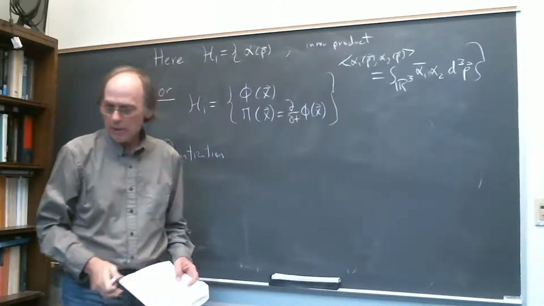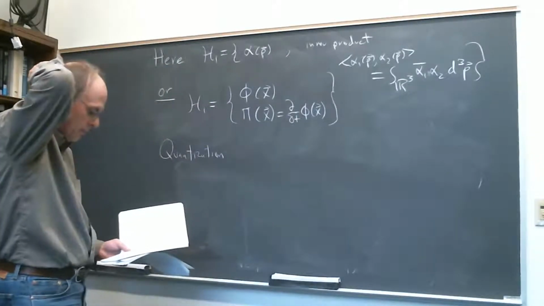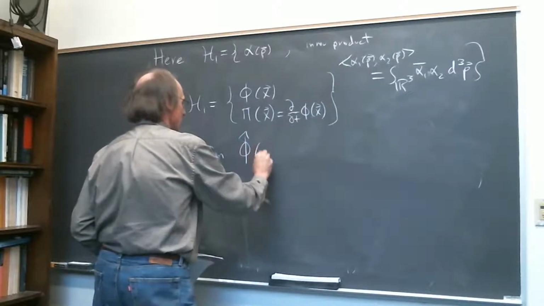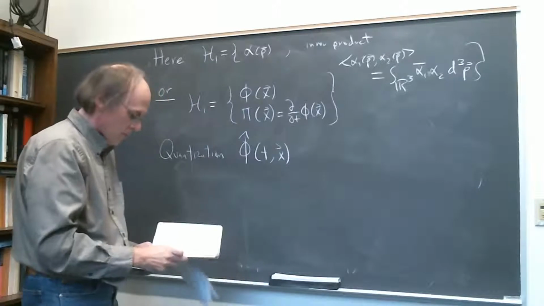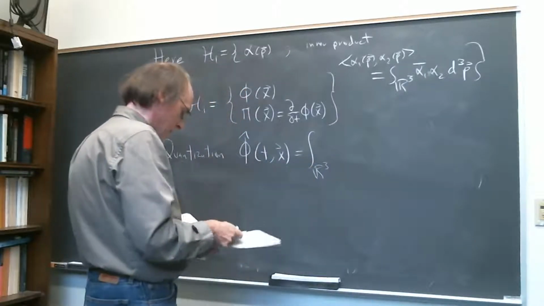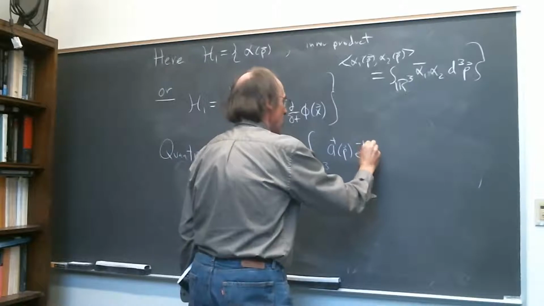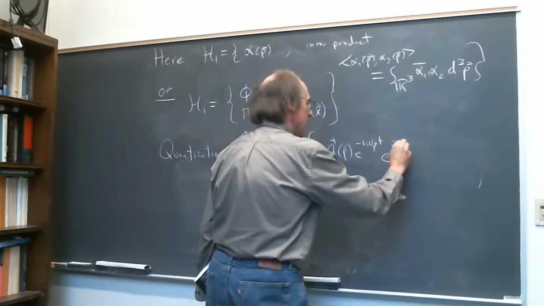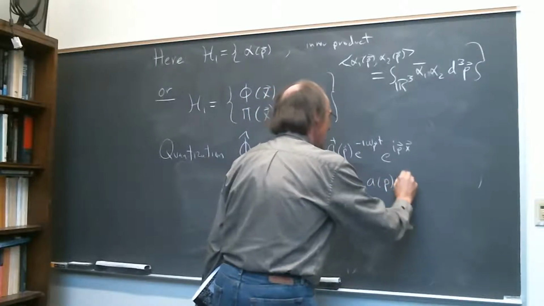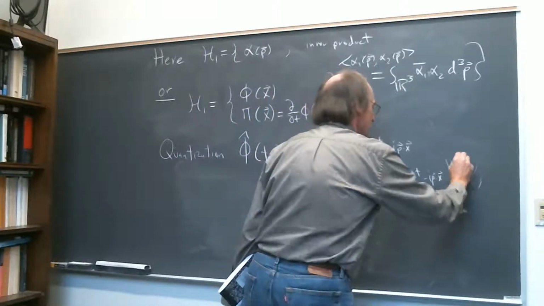What you want to do is write phi. So you get an operator, depending on time and space, which is the integral over R3 of a dagger of p vector, e to the i omega p vector t, x vector, and then plus a of p, and then p, u, p.